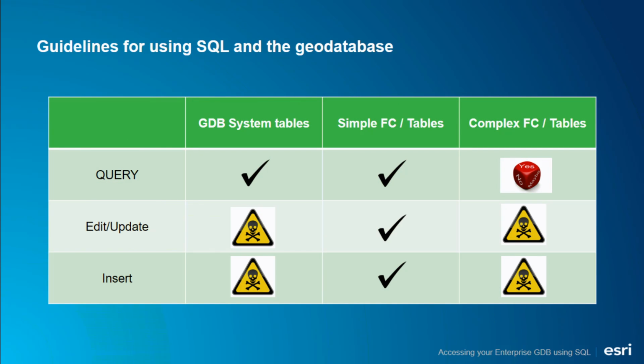Now I summarize these things that are allowed and that are not. Well, I won't say they're not allowed, but you should not do it. That's why I use those signs. You can query all the system tables, but never edit or insert in the system tables. Simple feature classes you can query, edit, update, or insert into. In the complex feature classes, no editing or inserts should be done. You can query it, but you need to really know the schema of the complex feature classes.